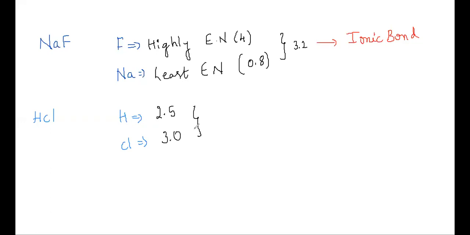Can you now tell me how much is the difference? 0.5. Yeah, what is the nature of the bond? The electronegativity difference is going to be less than 1.7, then it is going to be covalent. Yes, absolutely. Right.